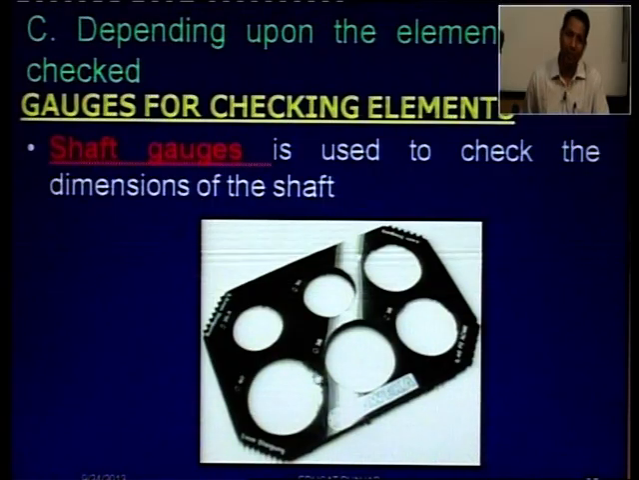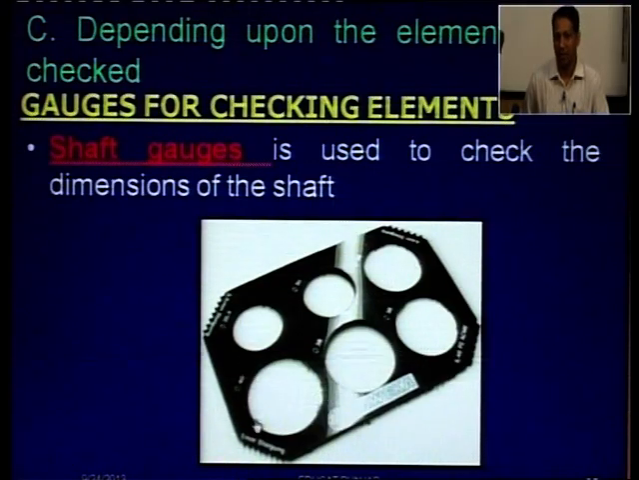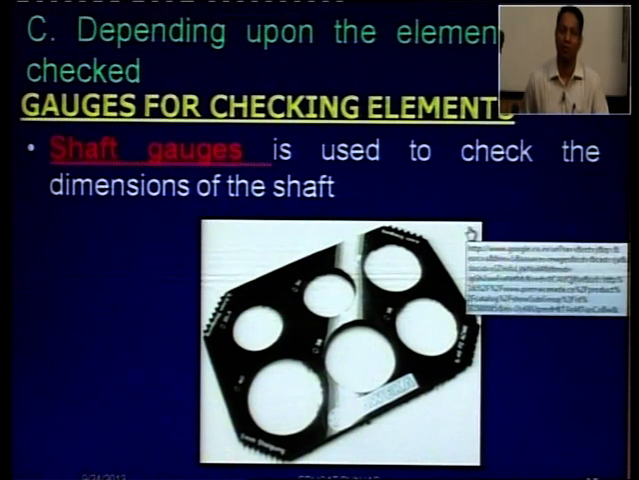Now to solve the problem of intermixing, many shaft holes are made on a single gauge, and they are marked showing for what diameter each is used. This is one gauge, this is another gauge, this is a third gauge, fourth gauge, fifth gauge, and so on, in one piece with one handle.